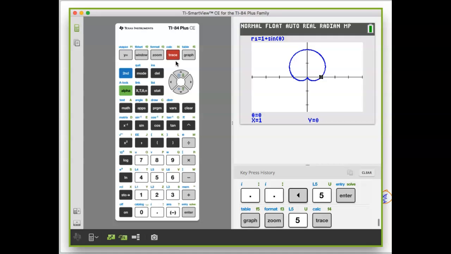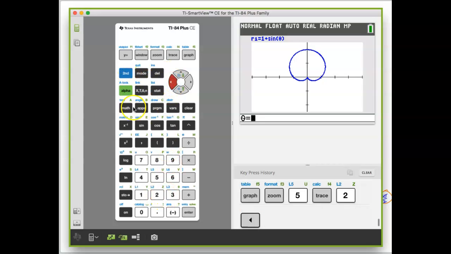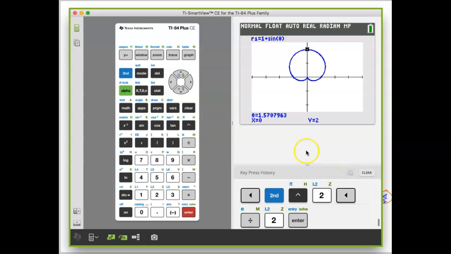So let's see. Our horizontals were at 2 comma pi over 2. So if I do, no, if I do theta is pi over 2. There we go. You can see that my cursor is now on, it's clearly going to be a horizontal tangent there. Where else? We had 2 others.